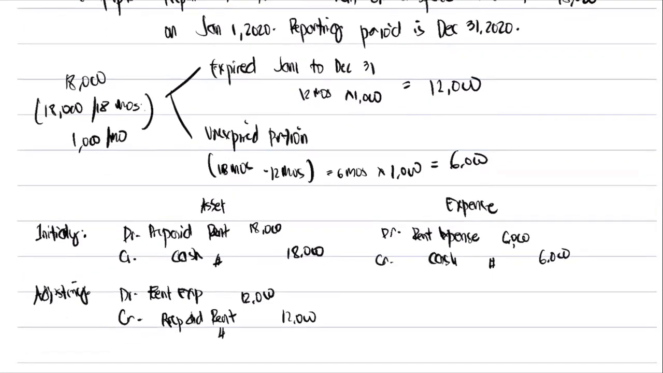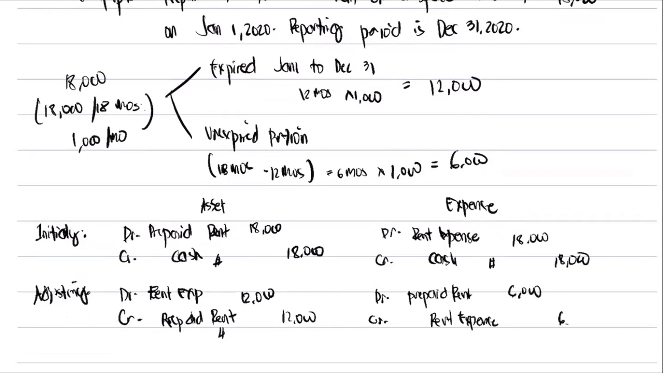On our adjusting, we debit an asset known as your prepaid rent, and then we credit your rent expense. Mali yung values ko. This is 18,000. So this is 6,000, the unexpired portion. Okay? So either method, we will still get the same amount as to our prepaid rent and our rent expense.